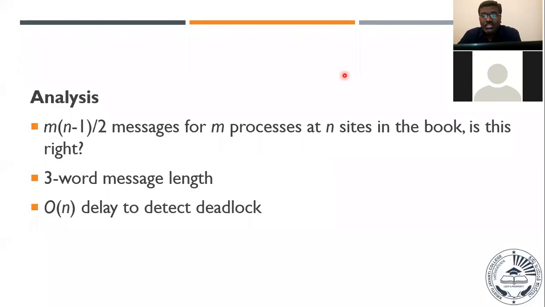Right. So this is all about the edge chasing algorithm and path pushing algorithm. This is purely for distributed deadlock detection. It is not like a completely centralized one where we have a global site to record the local site status, find out the WFG, and define whether there is going to be a deadlock or not. Okay, so these are the two algorithms.